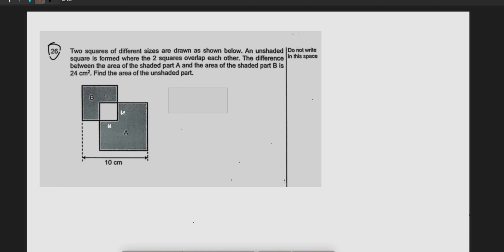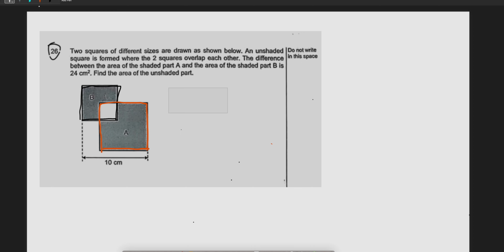Here it says it's one of the P6 prelim questions from one of the Singapore primary 6 schools. Okay, over here you have two squares of different sizes. So you have a smaller square here, and then you have this bigger square here.